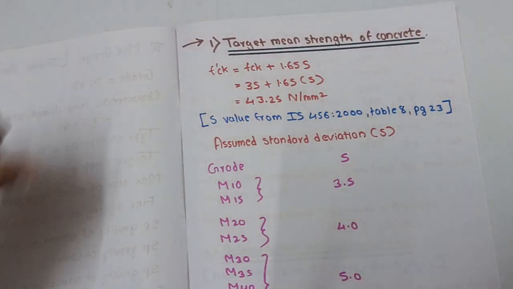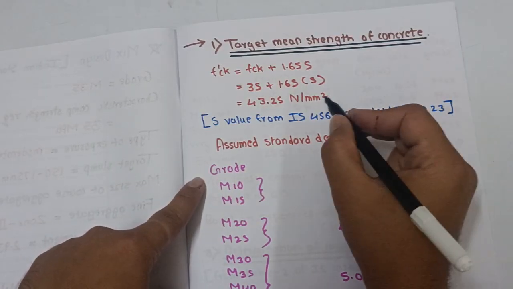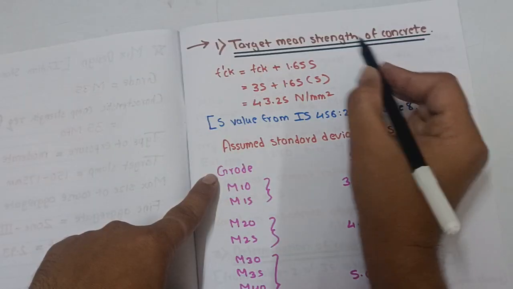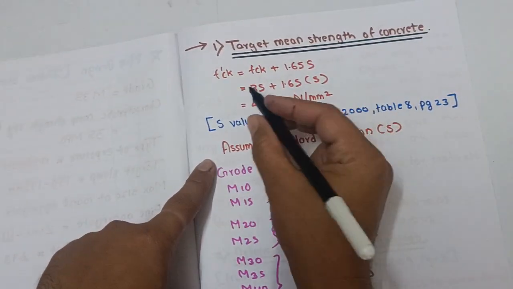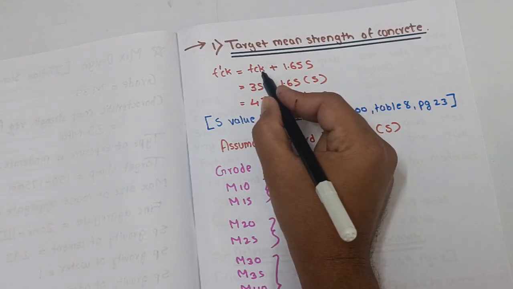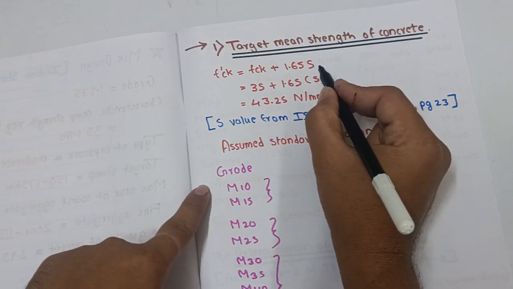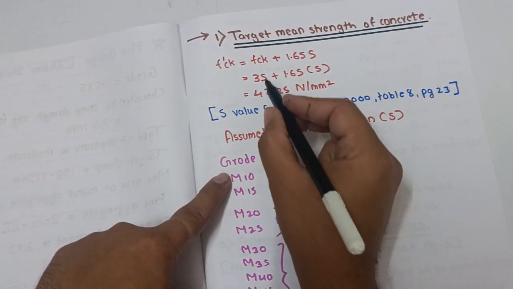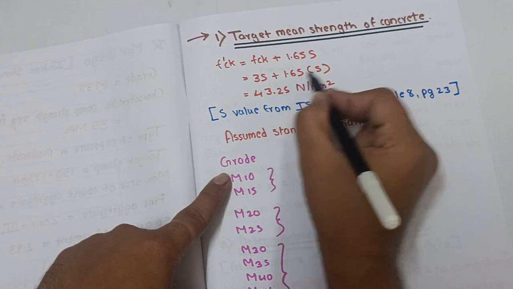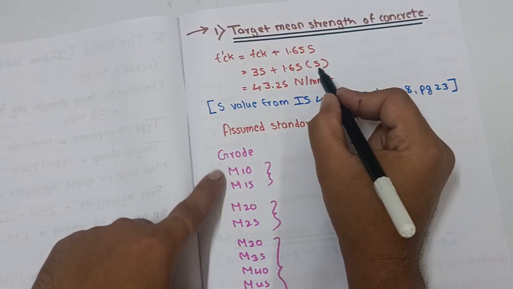So our first step for finding quantities for mix design for M35 is target mean strength of concrete calculation. First step, F-CK-dash is target mean strength, FCK is characteristic strength or grade, plus 1.65 into S. S is standard deviation. As we know, grade of concrete is 35, plus 1.65 into S. Here S is 5. How do we get it?